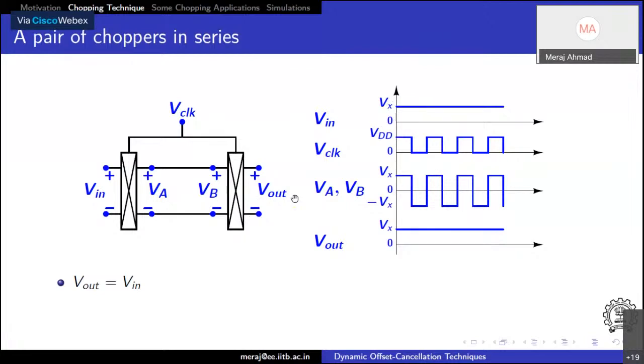And at V out, we can see that at clock we have exactly Vx, and at the ground we have minus of minus Vx, that is exactly Vx. So what it means, if we have two choppers in series, we can reproduce our signal back from DC to AC and again to AC. So this is the core idea of modulation and demodulation, and how it helps to reduce the offset. We'll see in the next slide.